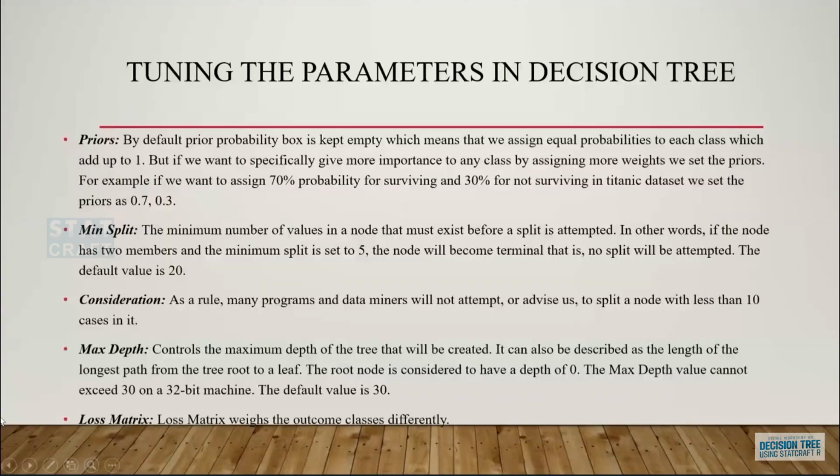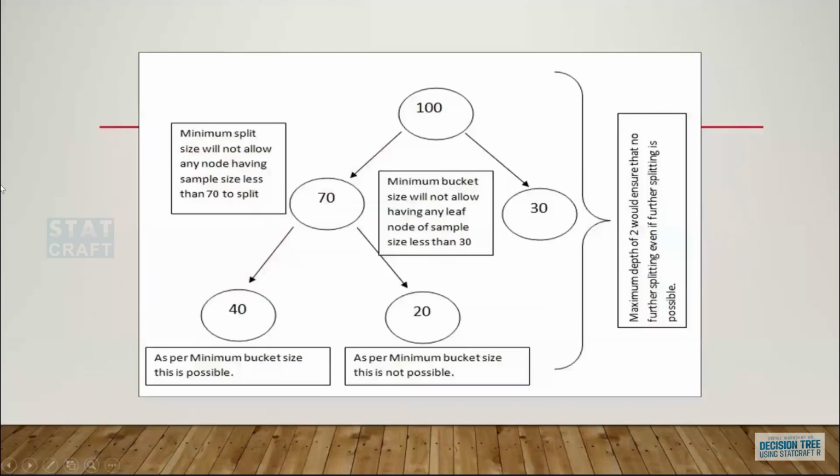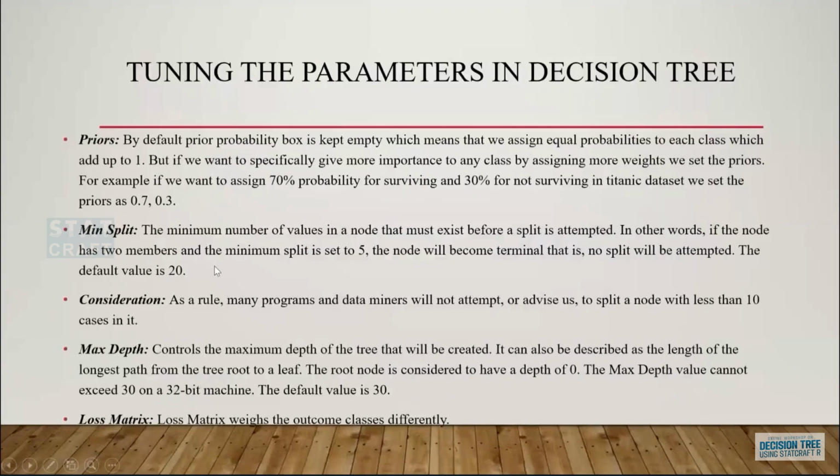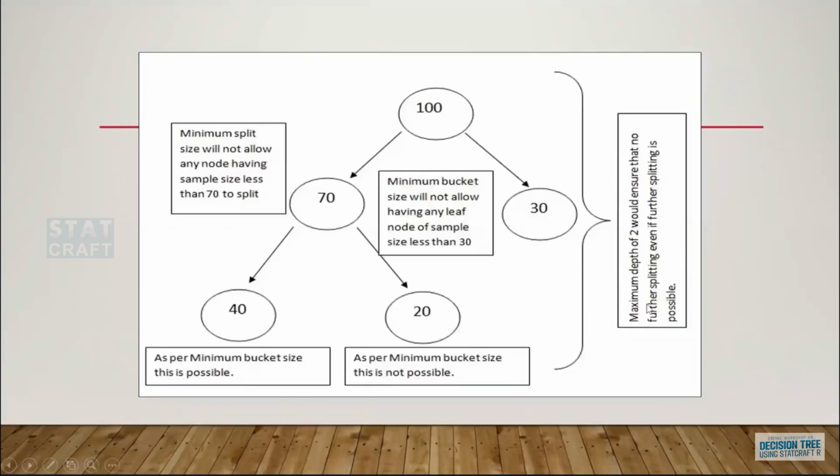This I have to specify. Minimum split consideration: as a rule, in many programs and data miners, this is not necessary. Maximum depth is the length of your decision tree. This I have already explained. See on your right hand side, maximum depth: how much the decision tree should split? How many times? One layer, two layers, three layers, how much?